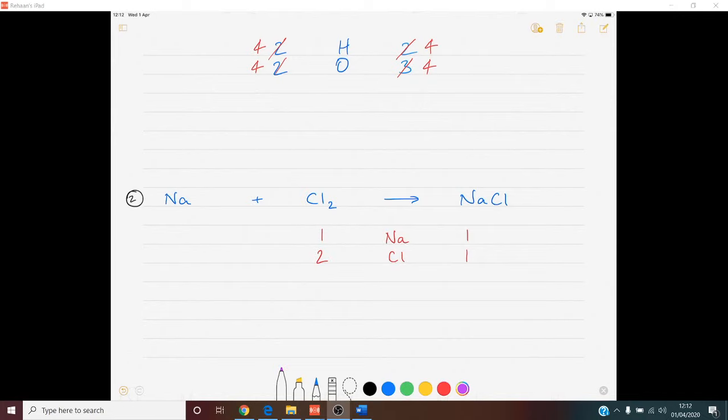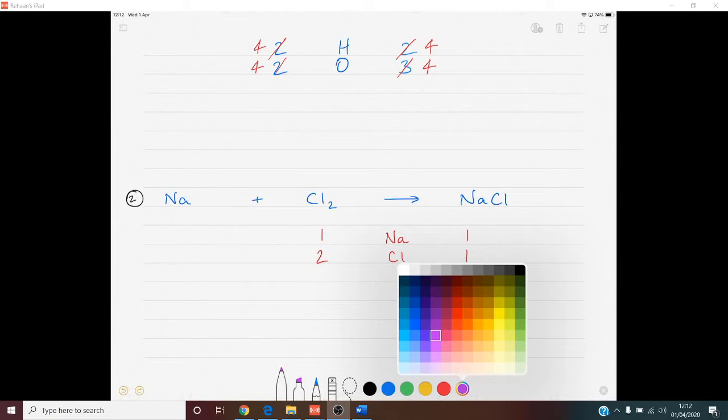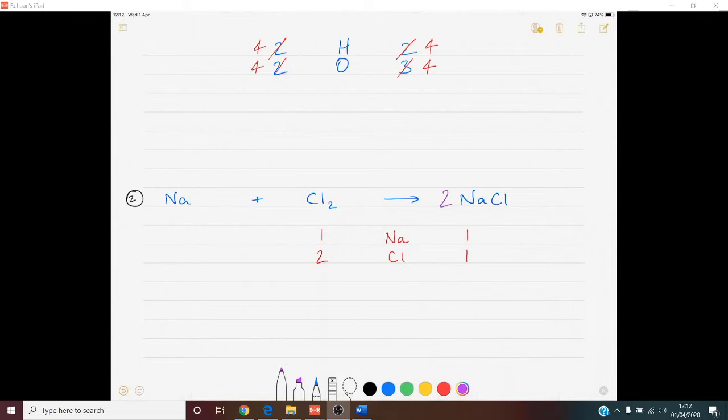I'm going to use a purple here. So straight away, we can make a change with chlorine. And the way we can do that is to put a big 2 in front, changing the coefficient of NaCl. And remember, it's like a bracket, so we multiply everything after it by 2. That should give us 2 sodiums, 2 chlorines. Chlorines are balanced, the sodium still has issues. And we go ahead and put a 2 in front of Na on the left.